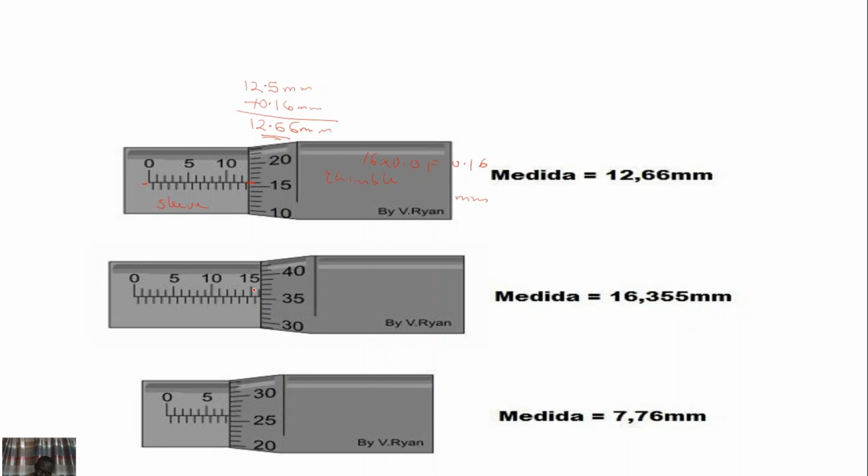This one is 15. I'll be a little bit faster now. This one is 15 point. This is 15. This is 16, right? 16 marking. Good. We got it now. 16.0. Okay. Then let's look at the thimble scale.